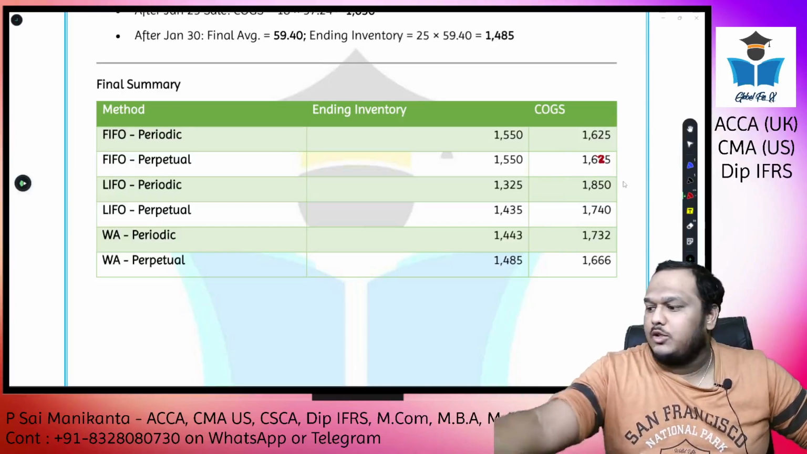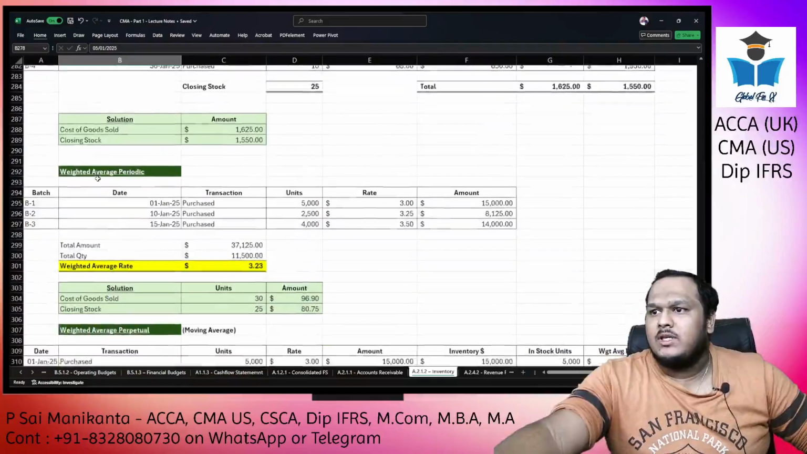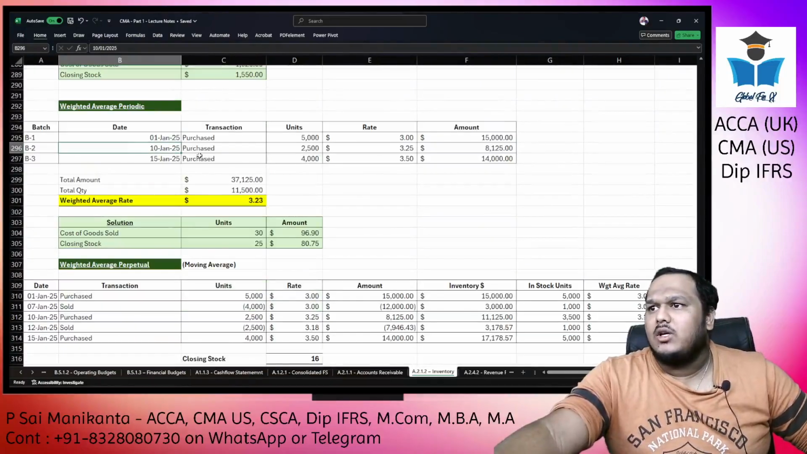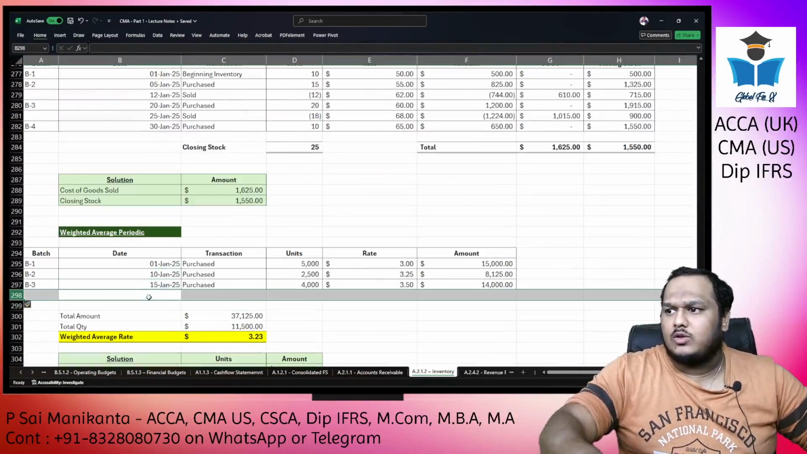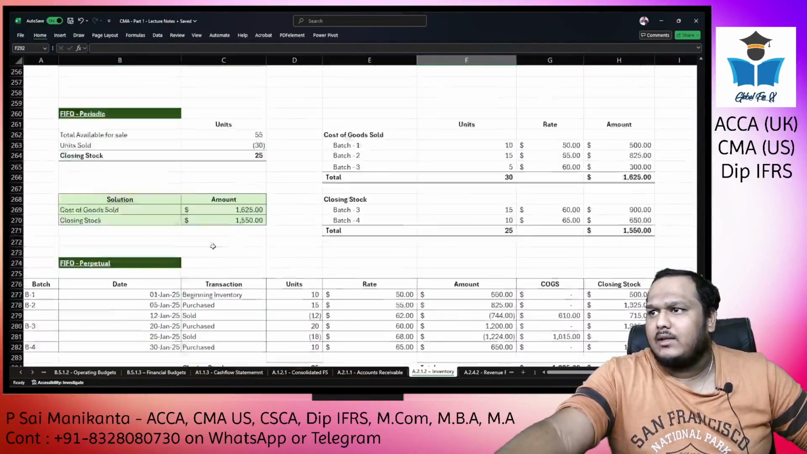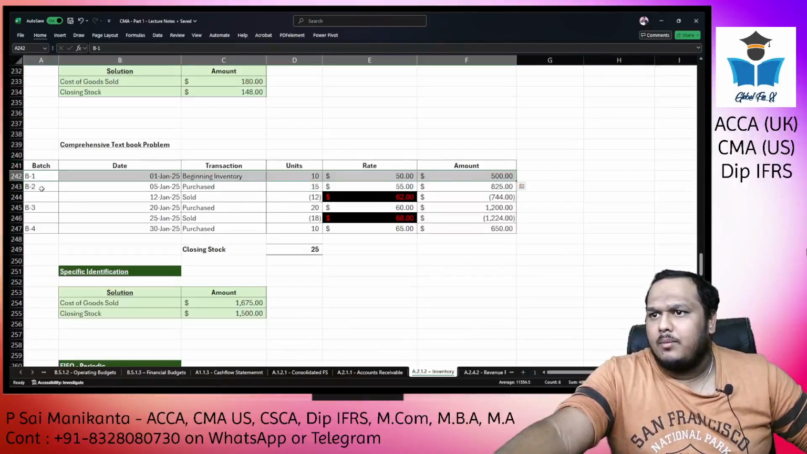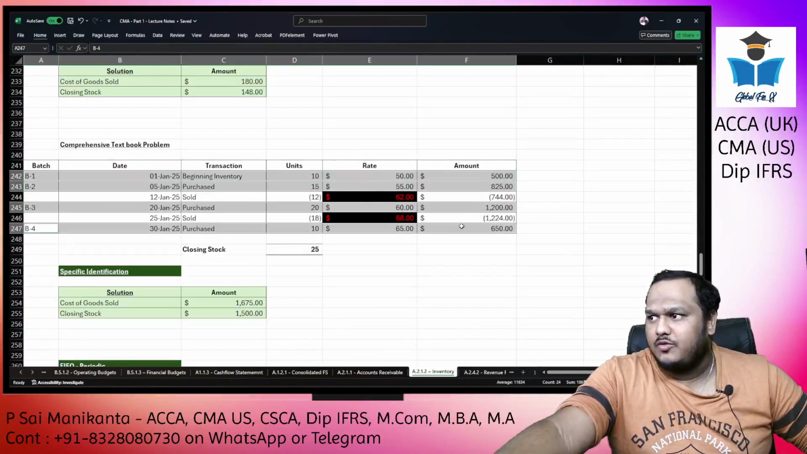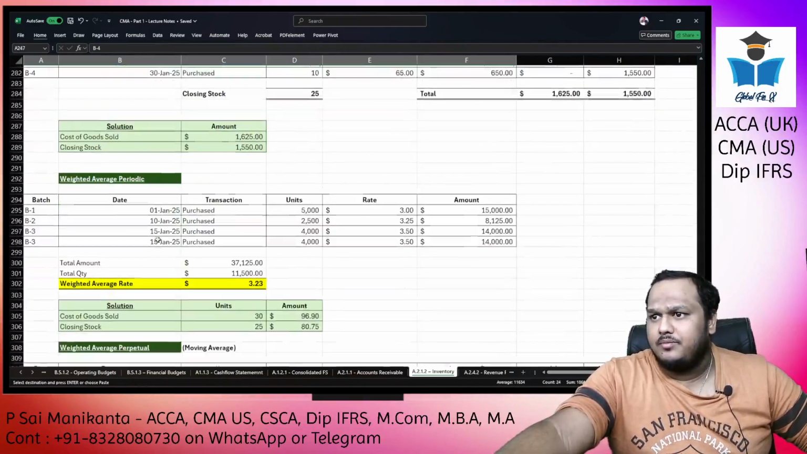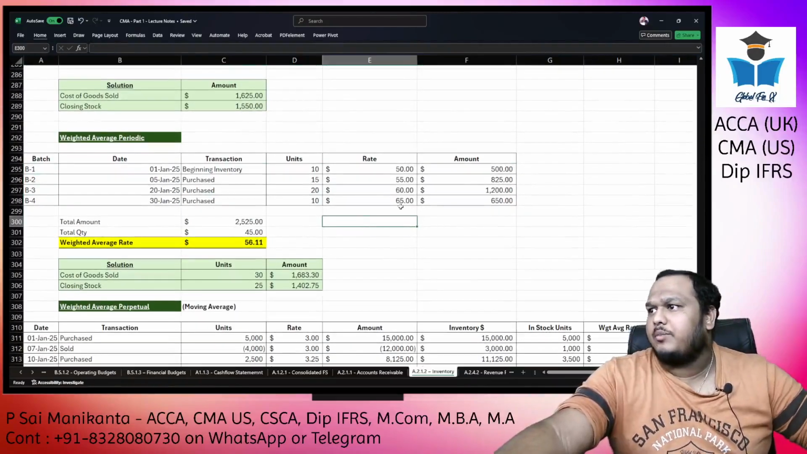All right, let's continue. So then we'll have FIFO perpetual is done. Then let's do weighted average. So for weighted average, we have batch 1, batch 2, batch 3, and batch 4 is also there. So I'll copy that and then we'll take it from here. Batch 1, batch 2, batch 3, batch 4. Copy, paste. Batch 1, 2, 3, 4 are copied and pasted here.